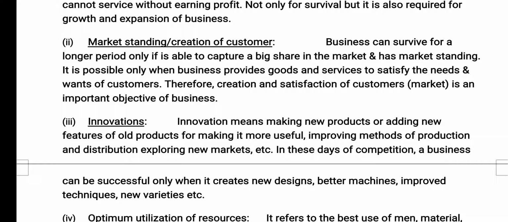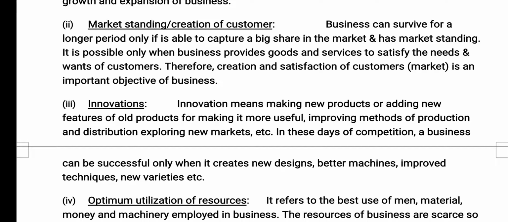It is generally a statement which states that if you create more and more customers, and if you satisfy more and more needs and wants of the customers, you are going to capture the market with more and more investment.